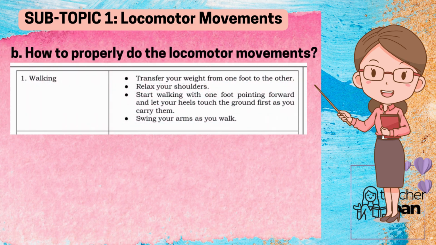How to properly do the locomotor movements? Number 1. Walking. Transfer your weight from one foot to the other. Relax your shoulders. Start walking with one foot pointing forward and let your heels touch the ground first as you carry them. Swing your arms as you walk.